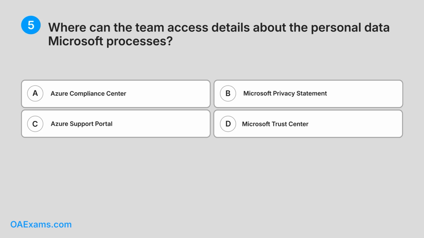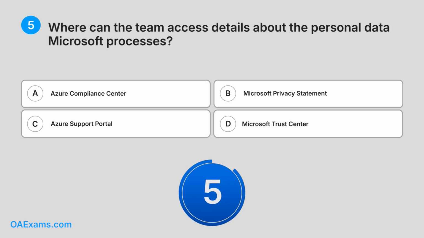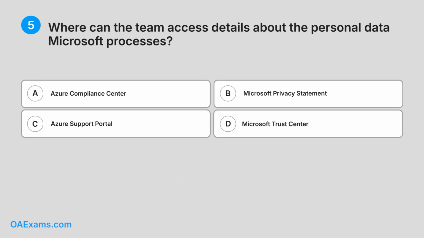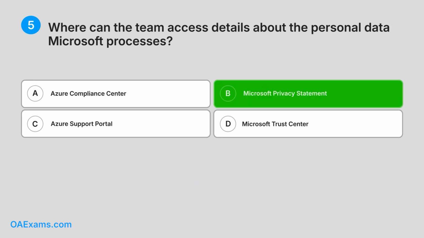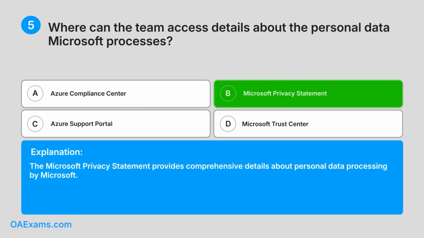5. Where can the team access details about the personal data Microsoft processes? A. Azure Compliance Center. B. Microsoft Privacy Statement. C. Azure Support Portal. D. Microsoft Trust Center. Can you guess the answer? Correct answer. B. Microsoft Privacy Statement. Explanation. The Microsoft Privacy Statement provides comprehensive details about personal data processing by Microsoft.